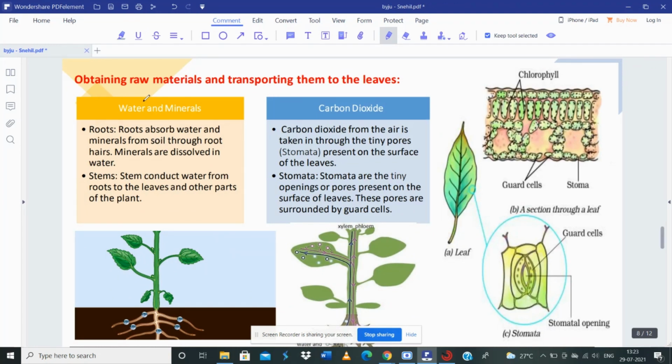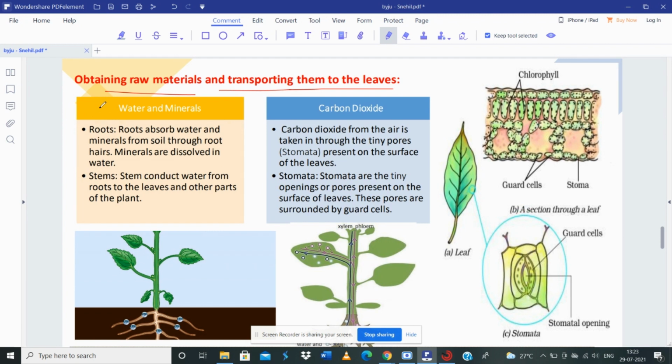Okay, so let's discuss about obtaining raw materials and transporting them to leaves. Okay, so whenever your father cooks dal, from where do you get all the raw materials? Like, who went to the market and bought all the vegetables? Who? And from where do you get all these? Okay, so in a similar way we are also going to discuss the raw materials, and from where we get them and how we transport them to the leaves. Okay, so let's discuss one by one.